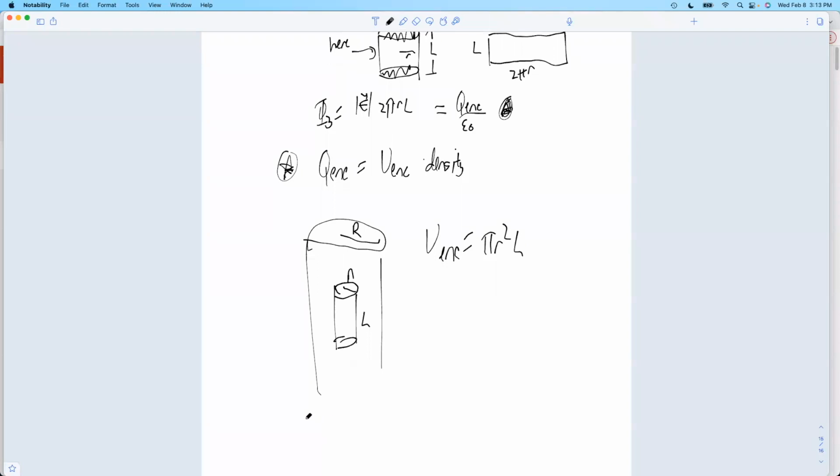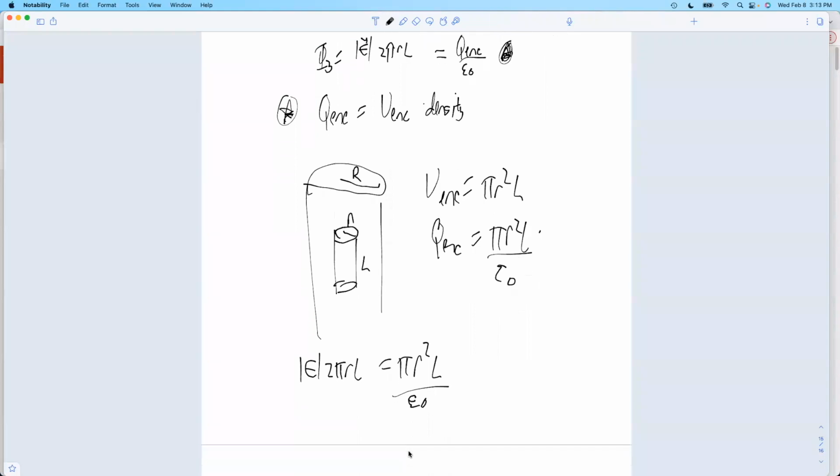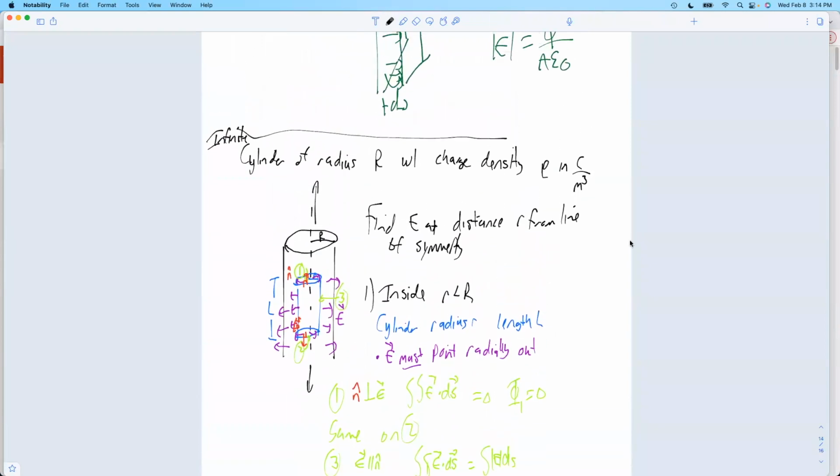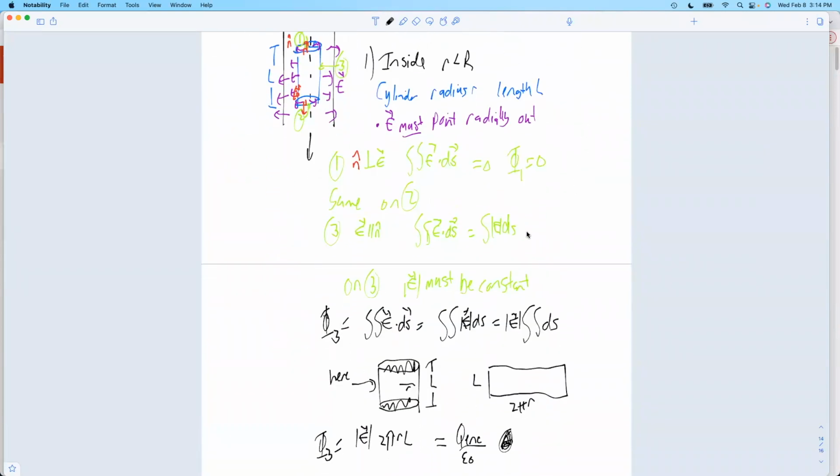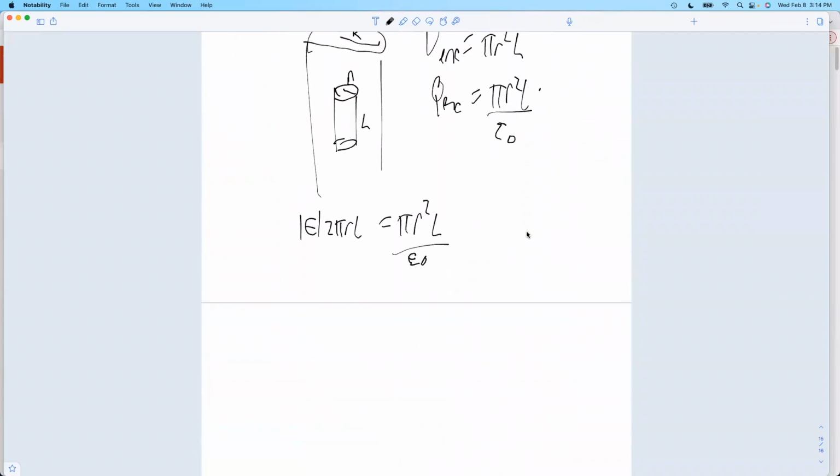Okay, so we can put those together then. E 2 pi r L, that's right here, supposed to be Q enclosed. So let's write this out here. Q enclosed is volume enclosed over epsilon naught. So this is supposed to equal pi r squared L over epsilon naught. Now, the electric field might depend on little r. It absolutely cannot depend on L. It can't depend on the length of the cylinder because I made that up. Like the directions even say here, find E as a function of little r. That'll be my only variable that I'm introducing in the final answer.